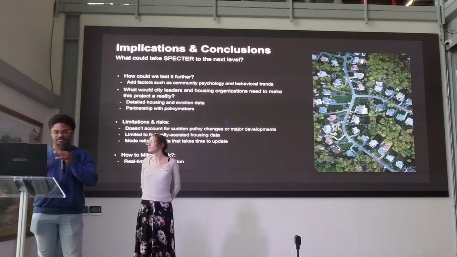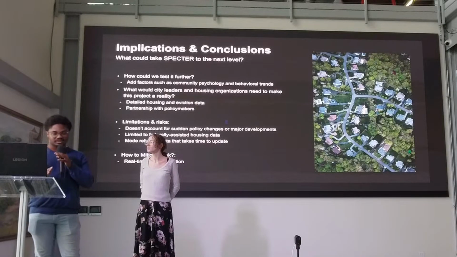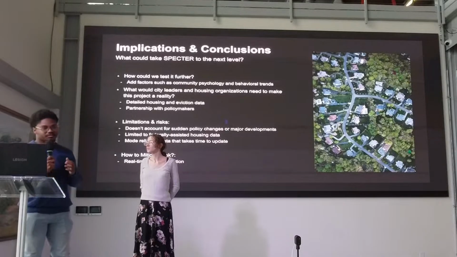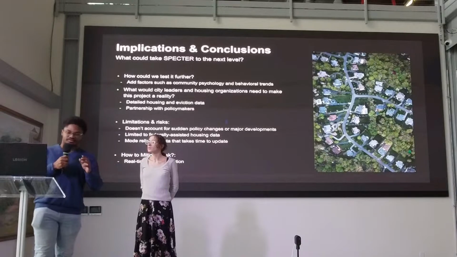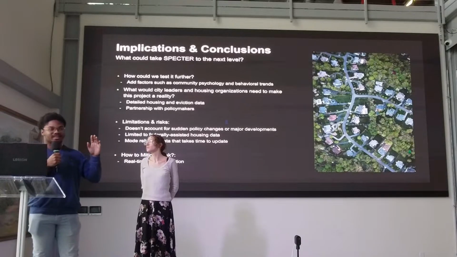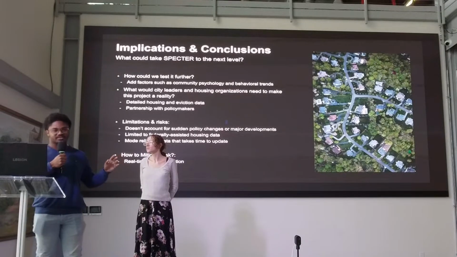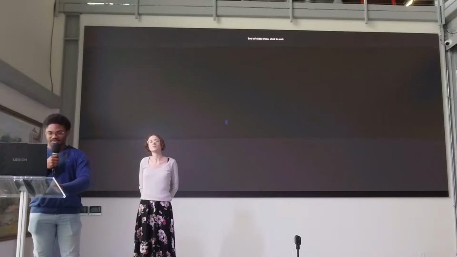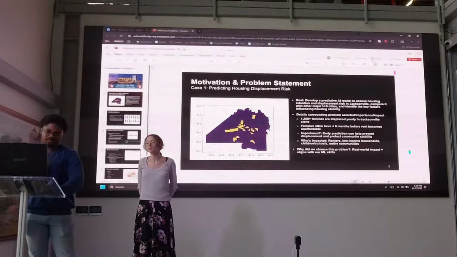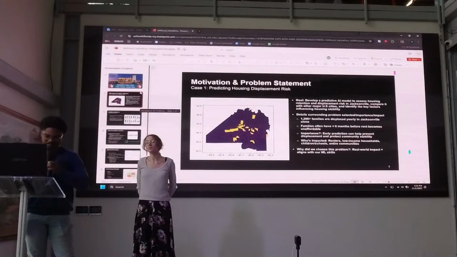Now, some of the limitations of Spectre: we're limited to only federally assisted housing data, and we also have to rely on historical data, because the government takes a long time to process data and then submit it to the public, and it's a lot of red tape for us. Sorry, it wasn't supposed to end.